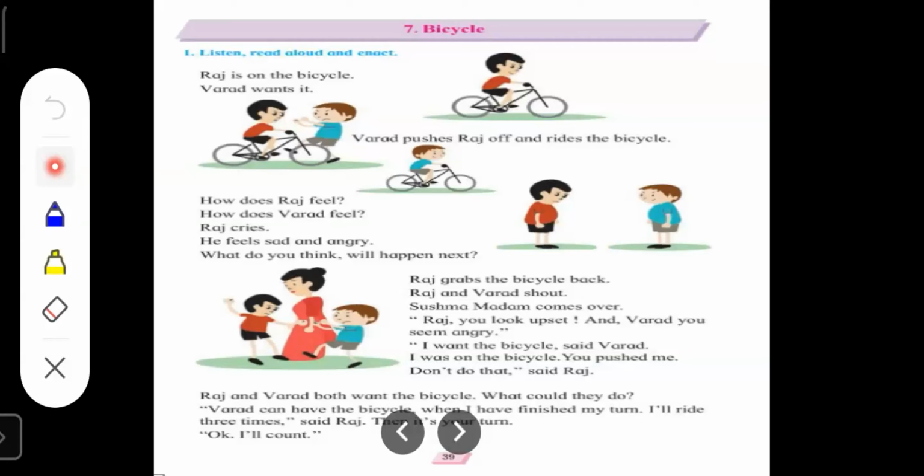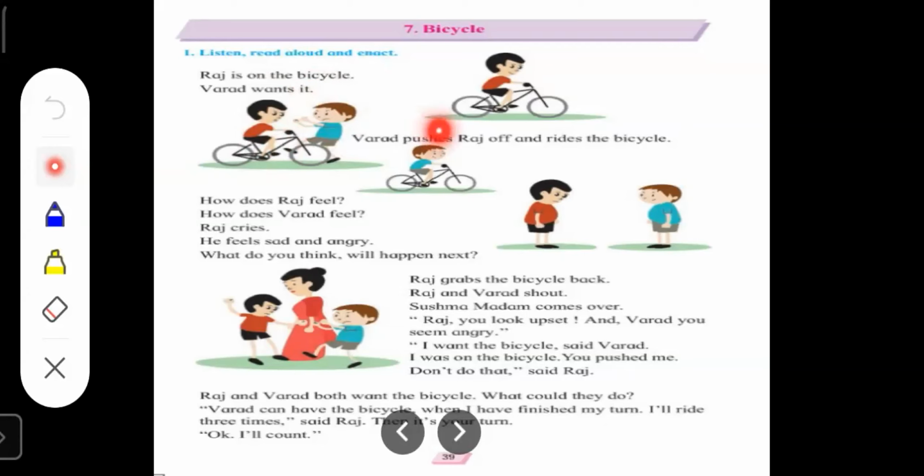Okay, Raj is on the bicycle. You can see in the picture, the boy who is riding the bicycle here, his name is Raj. What is the name of this boy? The name of this boy is Raj. He is riding the bicycle. So, who is Bharat then? The boy in blue t-shirt. You can see here, this boy is Bharat. The name of this boy is Bharat. And this is Raj. So Raj is riding the bicycle. Bharat wants it.